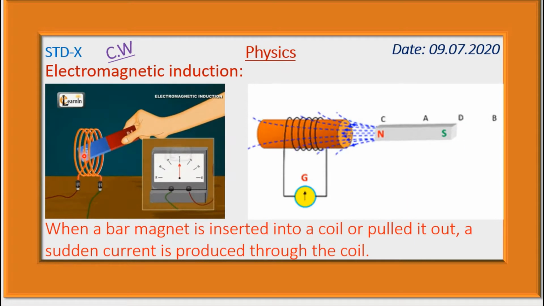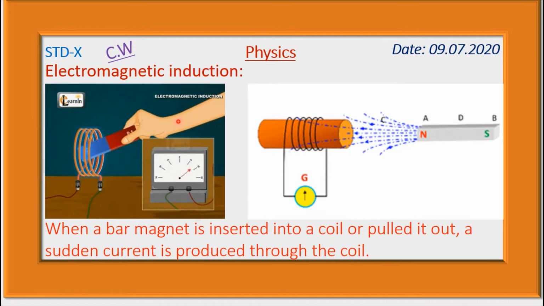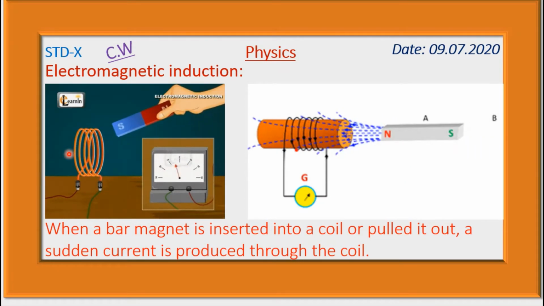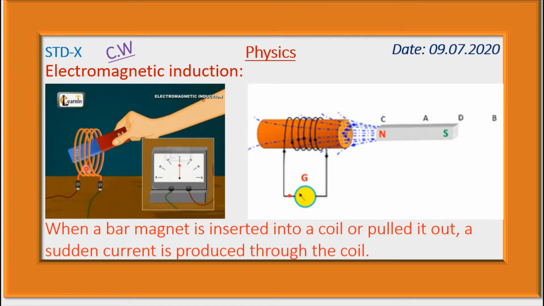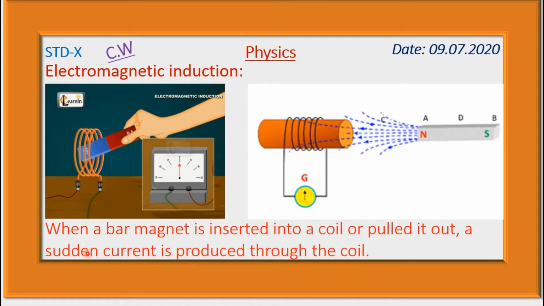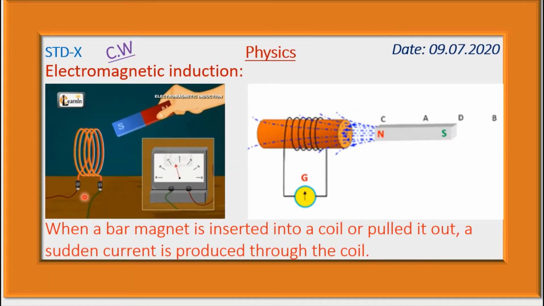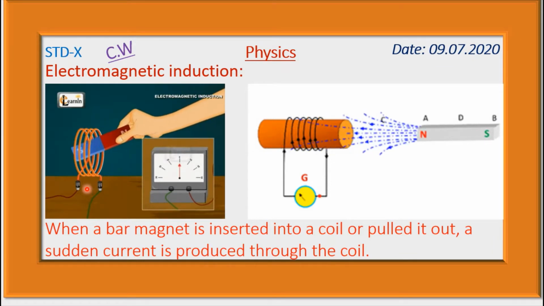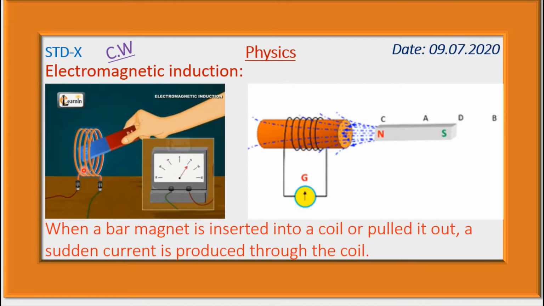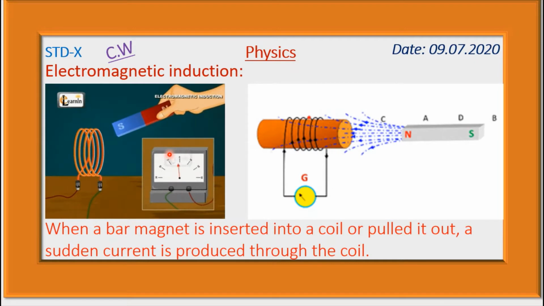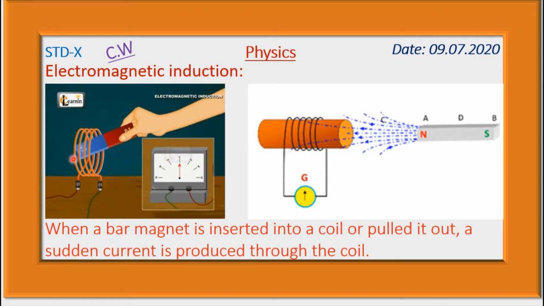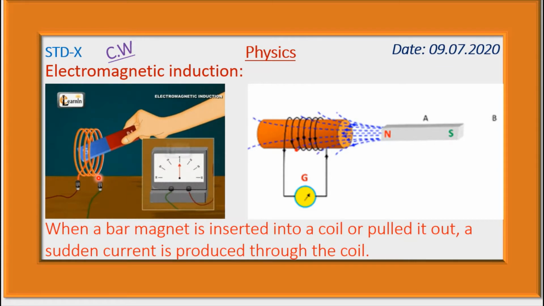connected to this coil. That means a current is produced when the bar magnet is inserted into this coil or pulled out from this coil. But in these two cases the current flow will be in opposite directions. That is, when the bar magnet is inserted into this coil, the current will flow in a certain direction, and when this bar magnet is pulled out from this coil, then the current flow will be in the opposite direction.